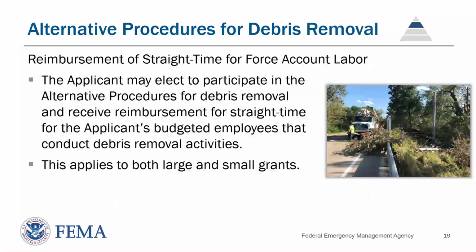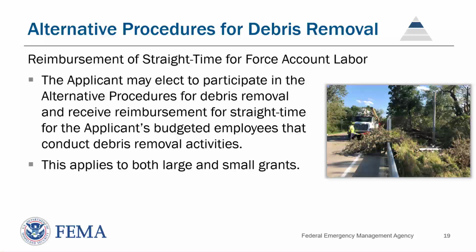Now, we're going to talk a little bit about eligible work. If you notice that pyramid in the top right-hand corner, we're still in that work section on your pyramid. So, reimbursement for straight time for force account labor. If you have past versions of the program and policy guide, or if your disaster is declared before June 2020, you're going to have to follow the PAPPG version 3.1.